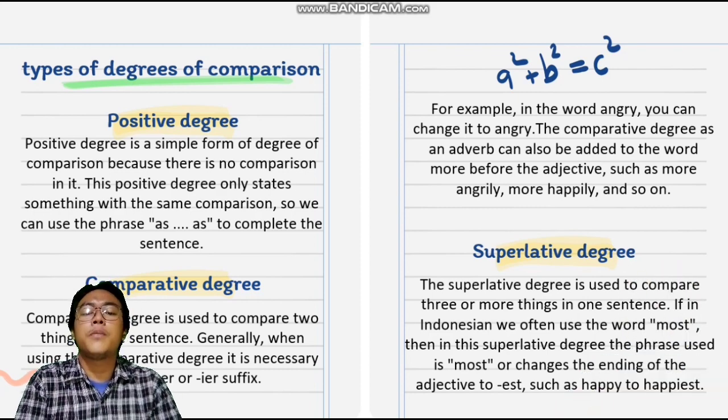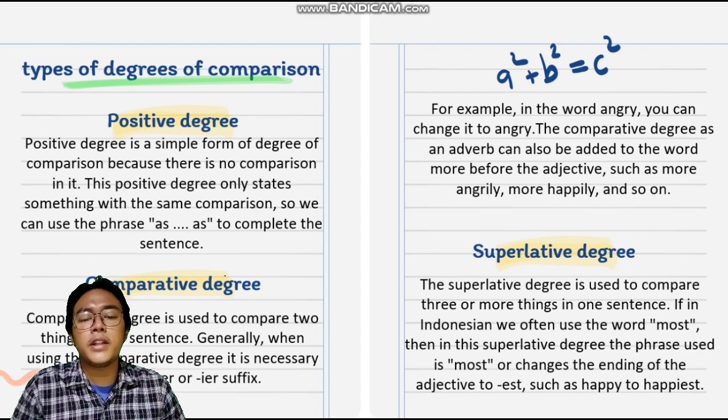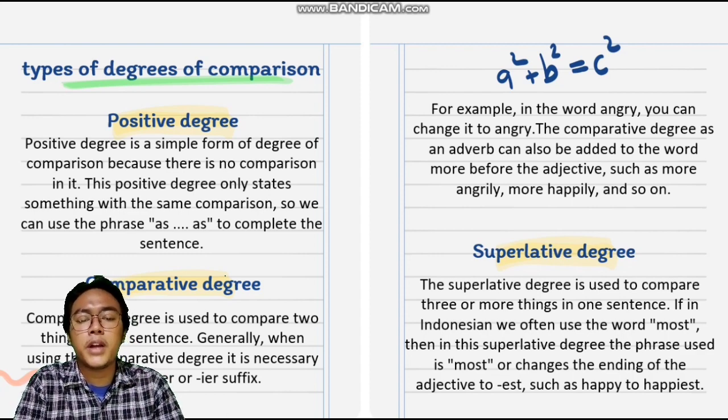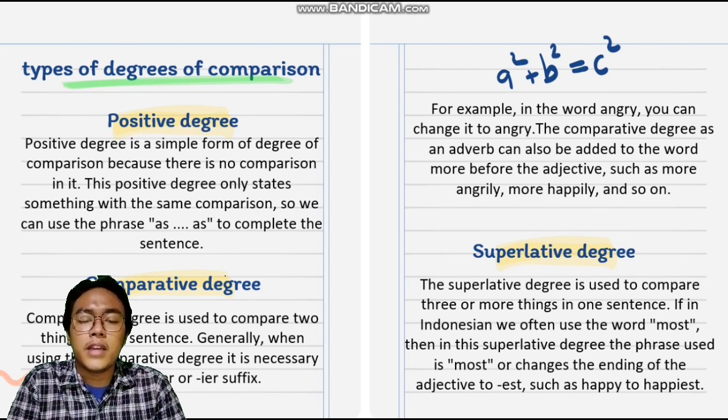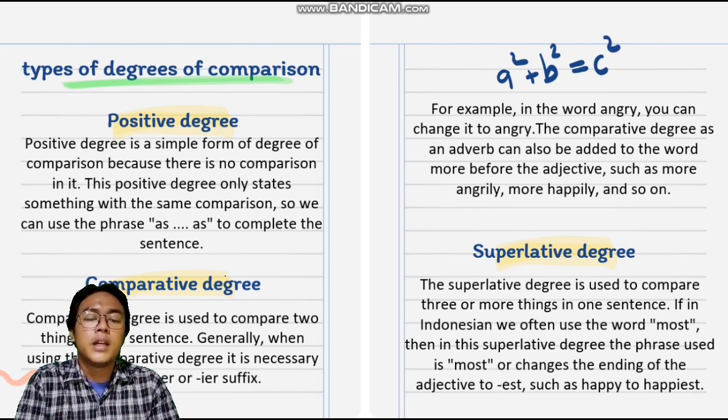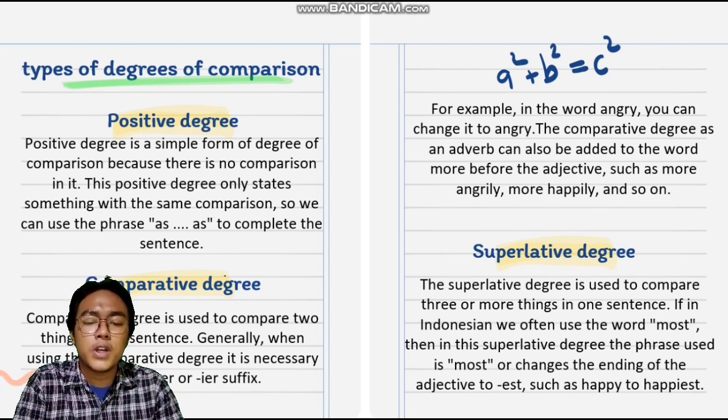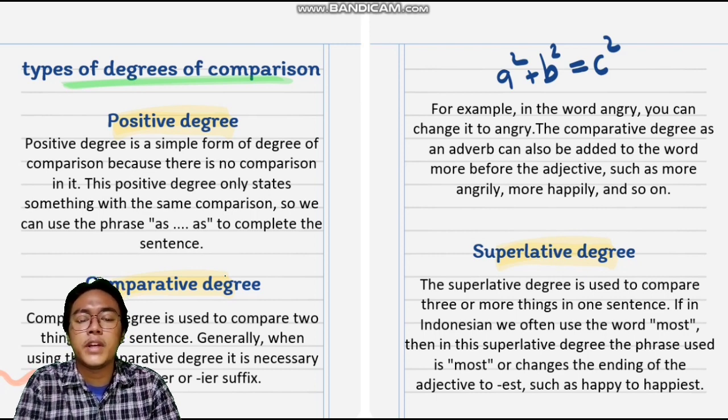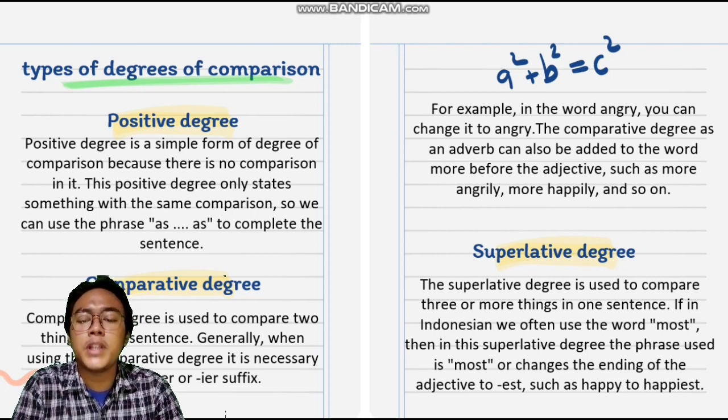And the third one is superlative degree. The superlative degree is used to compare three or more things in one sentence. If in Indonesian we often use the word paling, then in this superlative degree the phrase used is most, or change the ending of the adjective to est, such as happy to happiest.